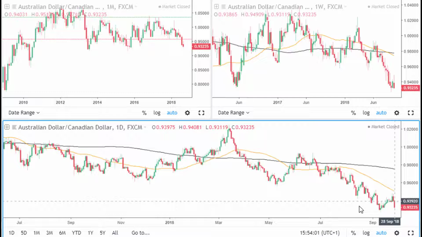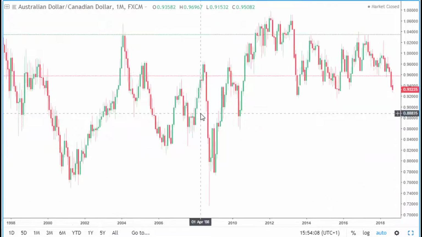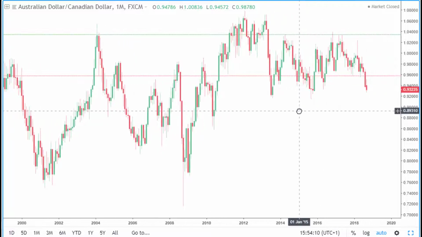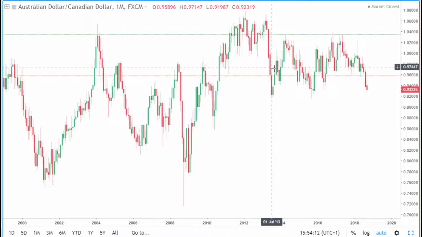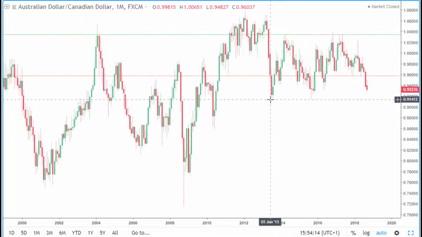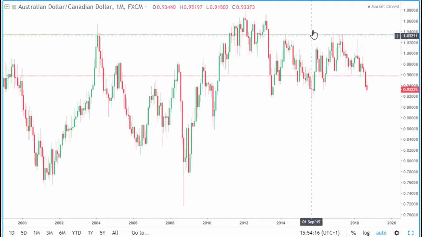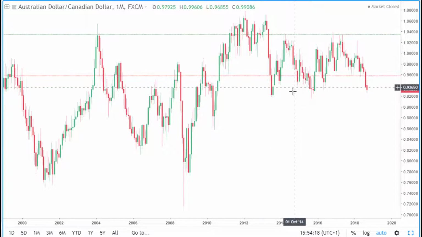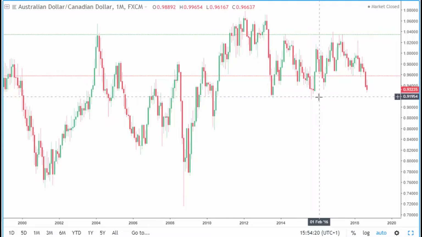So to start off the analysis, we're going to first look at the Australian dollar, US dollar. We're going to look at the monthly time frame first. Straight away we can see that price is in this area of consolidation, from this low to this high. So we need for price to actually break through this area of support.